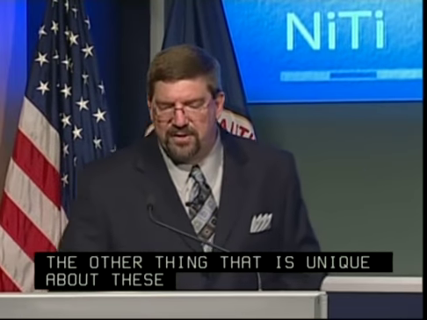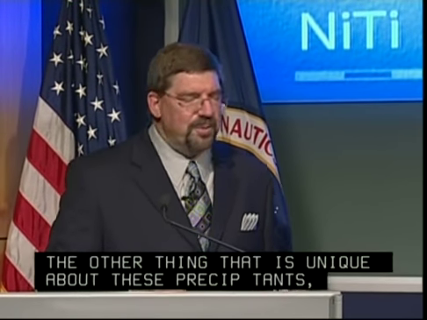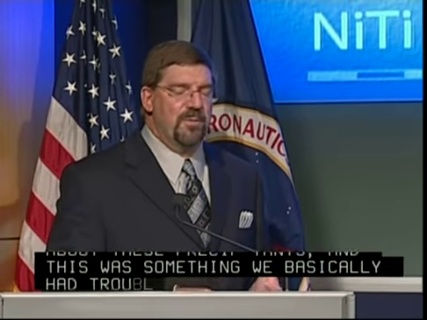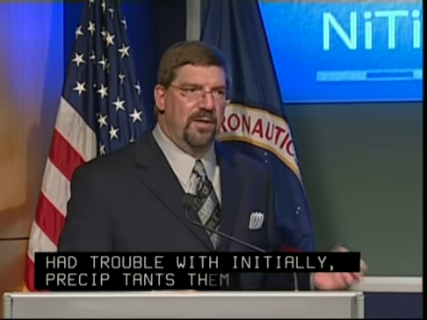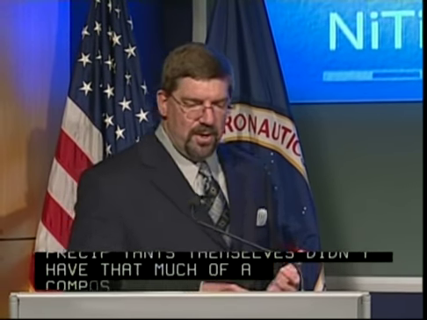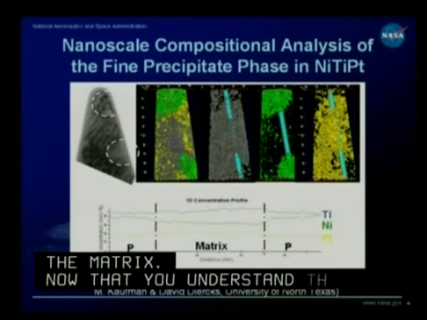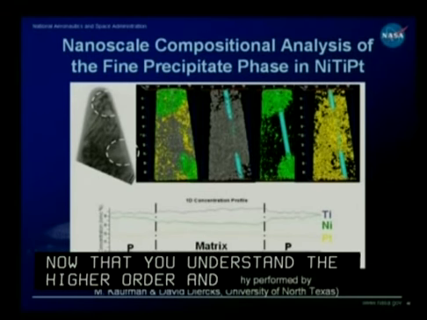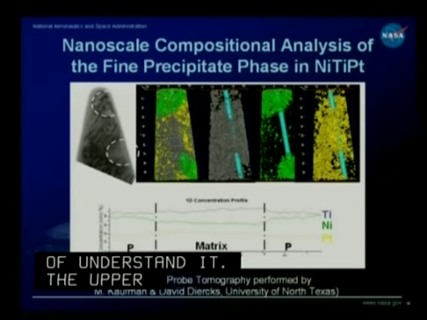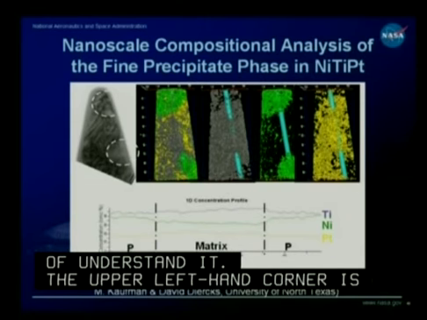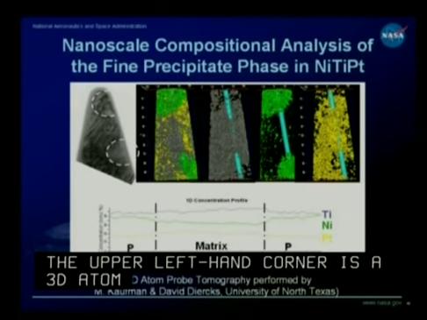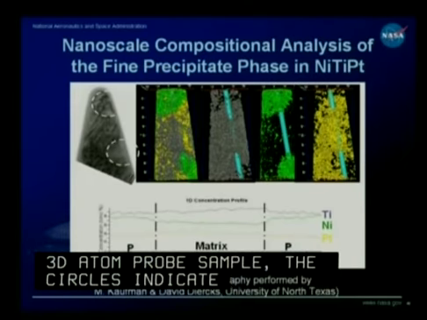this was something that we basically had trouble with initially, is that the precipitates themselves didn't have that much of a compositional difference from the matrix. But now that you understand this higher ordering reaction, we kind of understand that. In the upper left-hand corner is a 3D atom probe sample, atom probe tip. The circles indicate where two of the precipitates are. The material in between is the matrix.